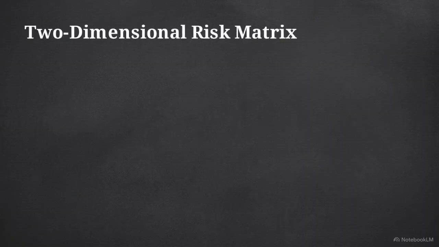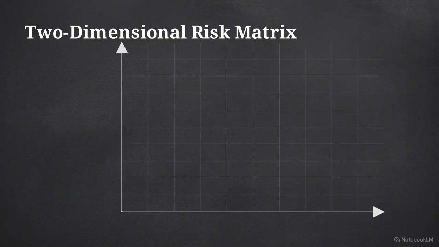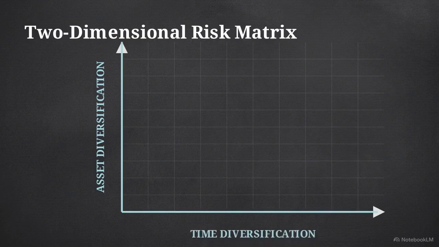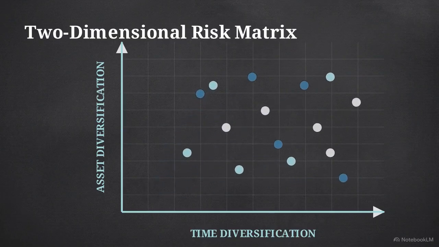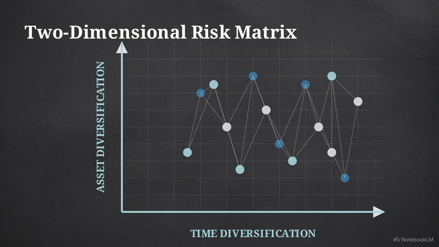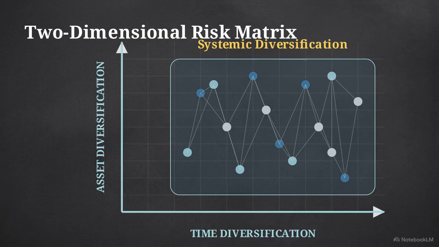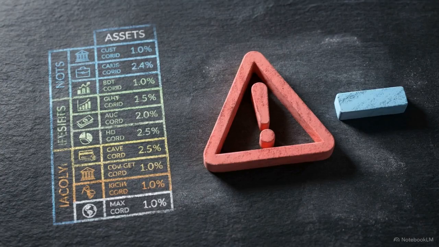To visualize these vulnerabilities, we use a two-dimensional risk matrix. The y-axis tracks asset diversification, while the x-axis tracks time diversification. Decoupling capital along both of these distinct intersecting axes creates a portfolio structure that does not rely on a single favorable outcome. Most retail traders only attempt to solve for one of these dimensions, leaving the entire system exposed to a failure on the other.